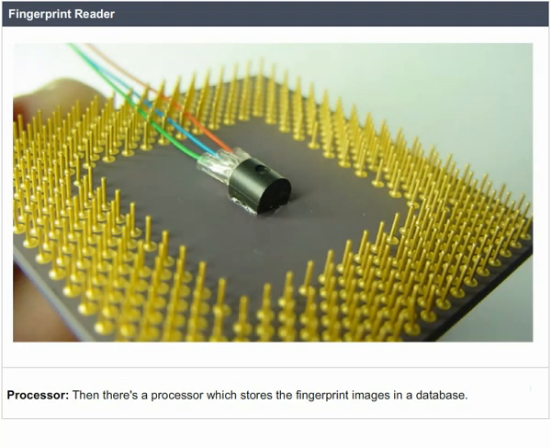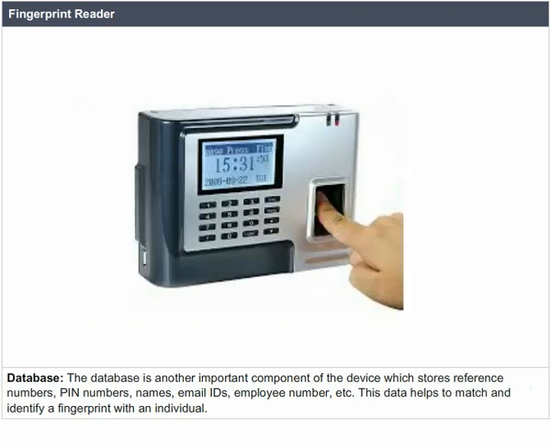Processor. Then, there's a processor which stores the fingerprint images in a database. Database. The database is another important component of the device which stores reference numbers, PIN numbers, names, email IDs, employee number, etc. This data helps to match and identify a fingerprint with an individual.